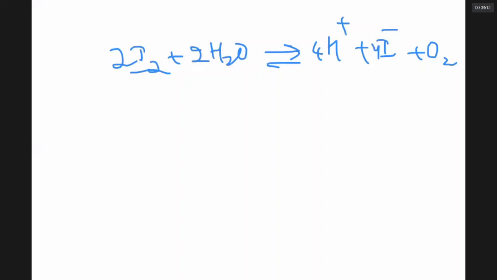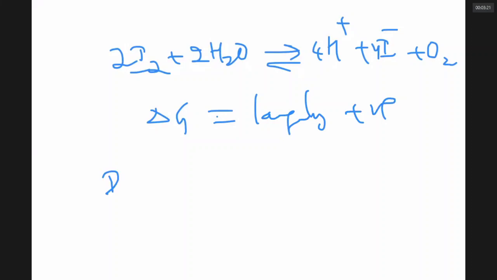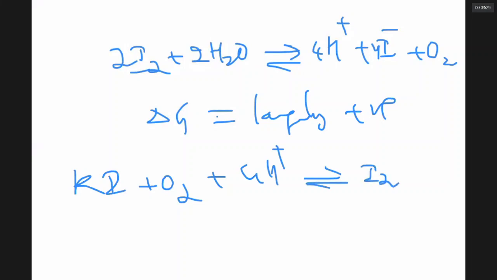Delta G is positive means the backward reaction will happen. That is, if you are really adding potassium iodide to oxygen in presence of acid, you will be getting iodine along with water, along with K plus. Can you see it really?